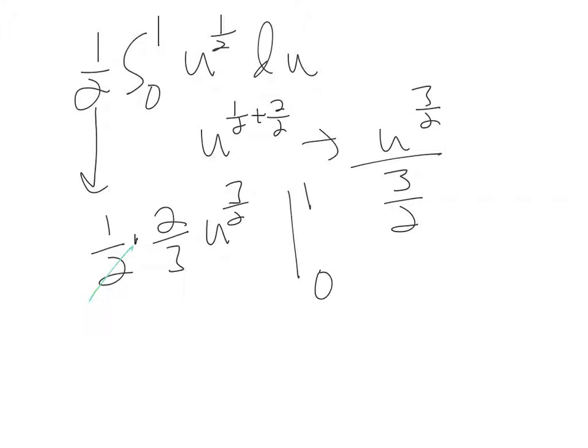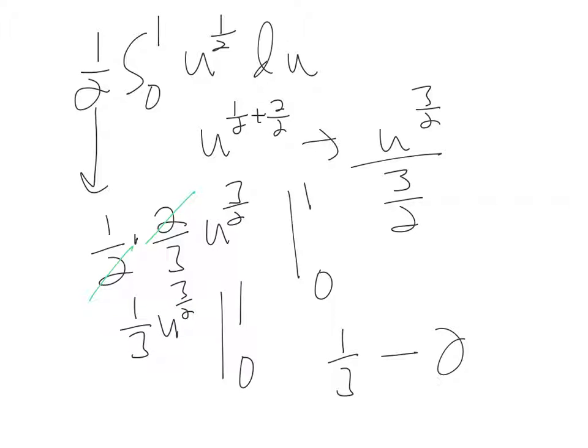What's nice about having 1/2 in front is that those 2's will cross cancel off. So that's going to give me 1/3 times u to the 3/2. Now let's evaluate that from 0 to 1. I'm going to drop in 1. I'm going to take the square root, which is 1, raise it to the 3rd power, which is 1, times 1/3 is going to be 1/3, minus, if I drop in 0, I'm going to get 0 to whatever power is 0, times 1/3 is 0. So this 1/3 is the area under the curve of that awful function.